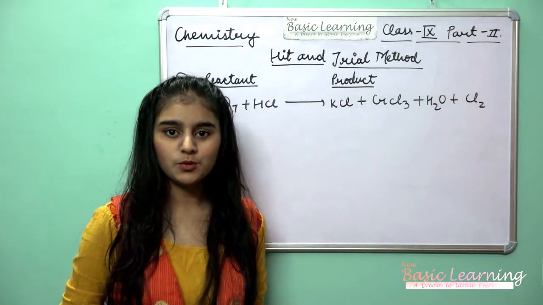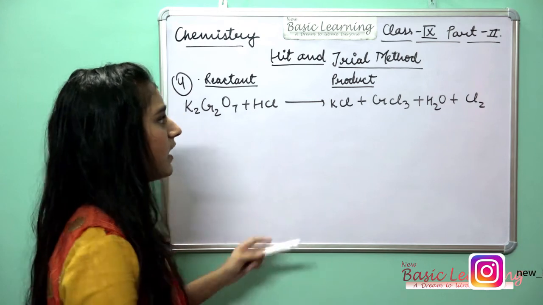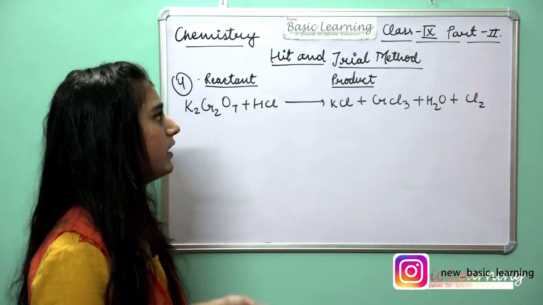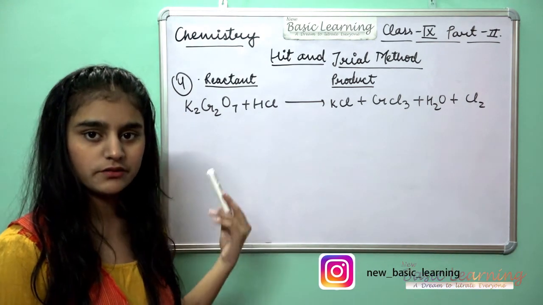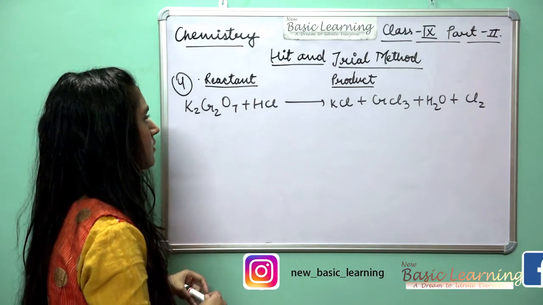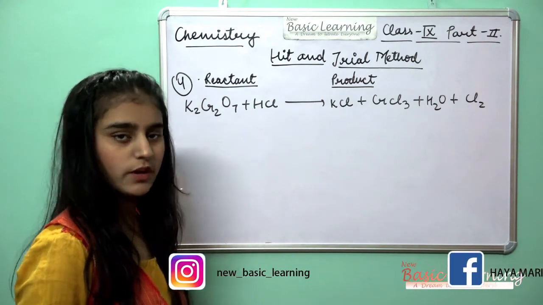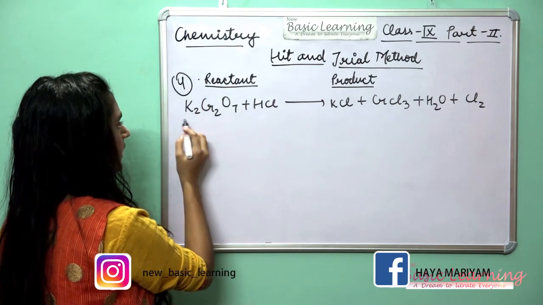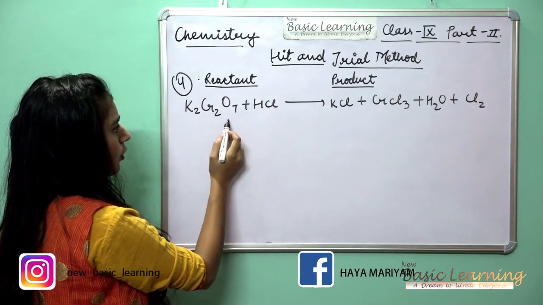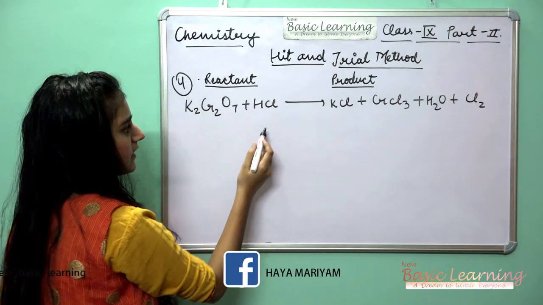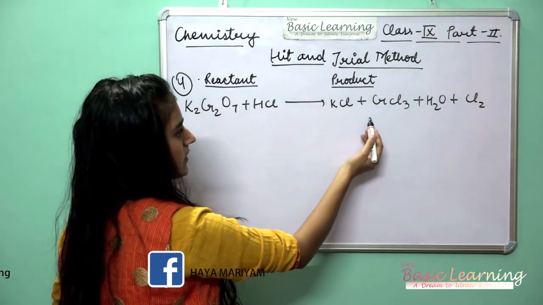So here I welcome you again to the new basic learning, and this is part two of the chemistry hit and trial method we were doing in the previous video also. So here we will begin with the fourth question, and the question is K2Cr2O7 plus HCl gives KCl plus CrCl3 plus H2O plus Cl2.